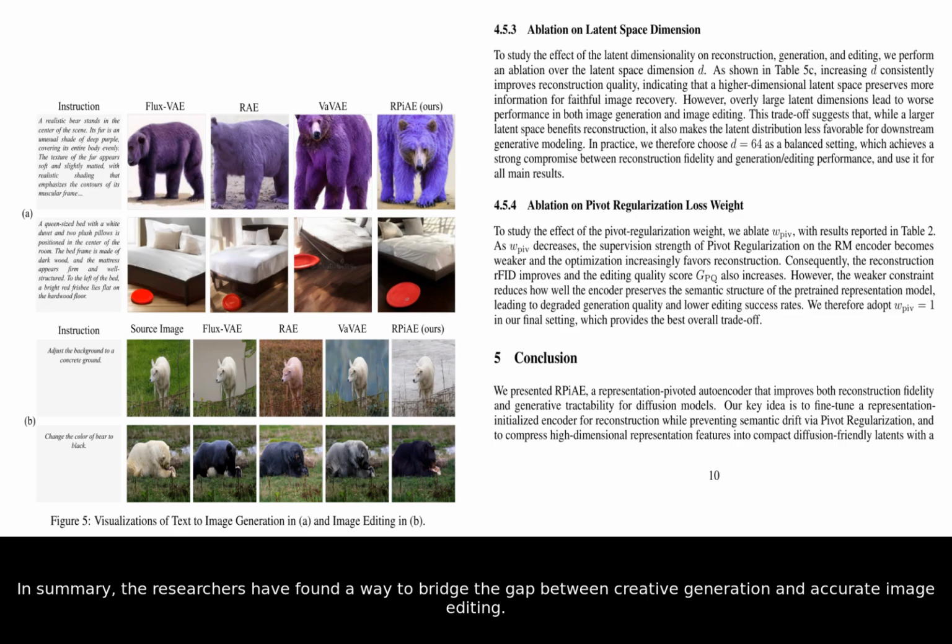In summary, the researchers have found a way to bridge the gap between creative generation and accurate image editing. By using a clever pivot system and a three-stage training plan, they've made AI tools both more powerful and easier to use. In the future, this could mean that professional-grade photo editing could be done by anyone with just a simple text command.